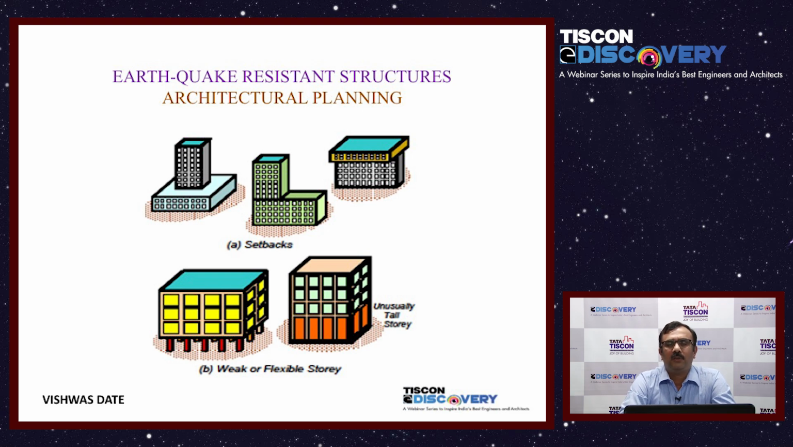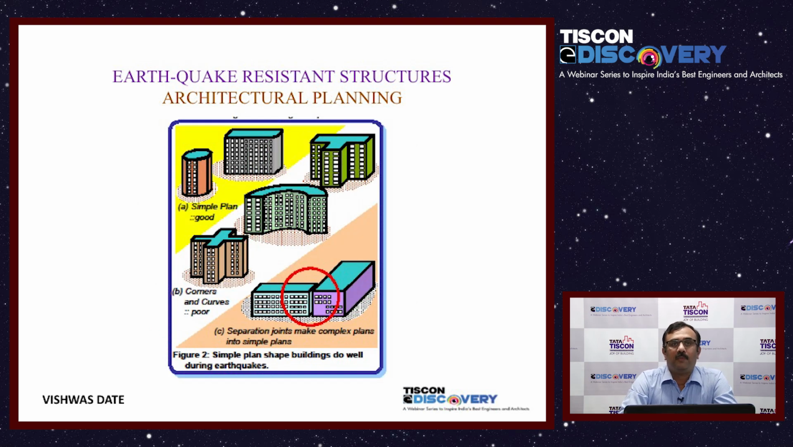Flexible stories: you have either open stilts or very tall stories at lower levels somewhere. That brings flexibility into place. So when it becomes flexible, it becomes weak and it is likely to sustain more damage. So all of these, of course, are based on need. Some of them are required as a part of functionality, but the fewer we have, the better it is.